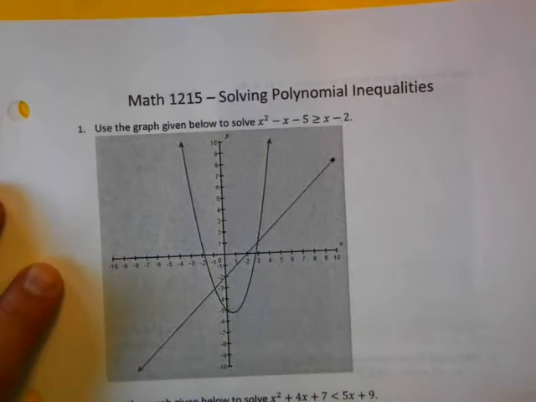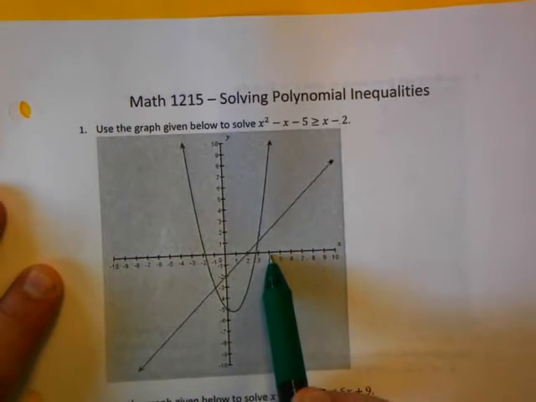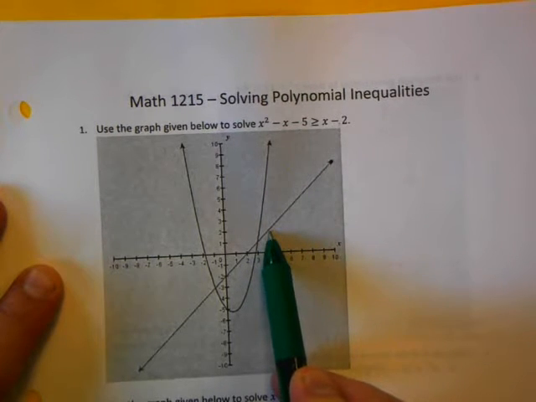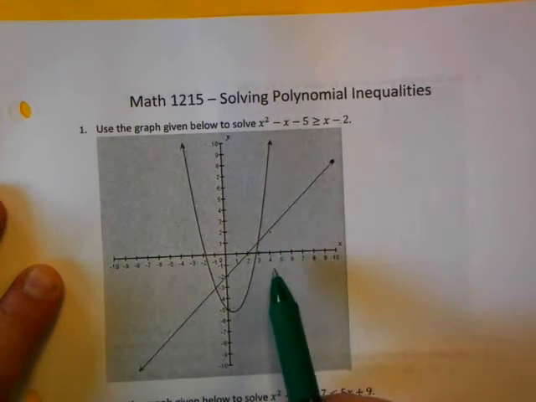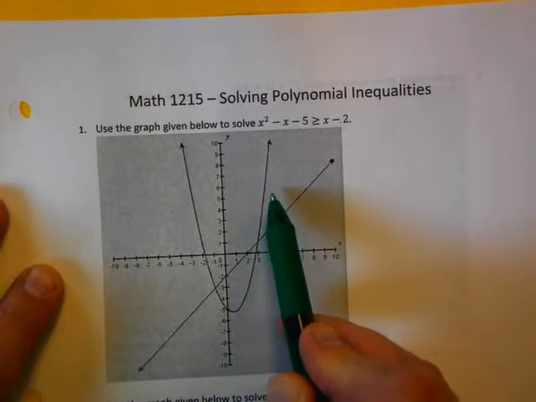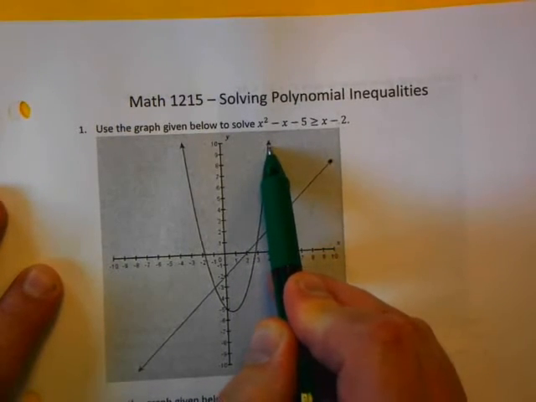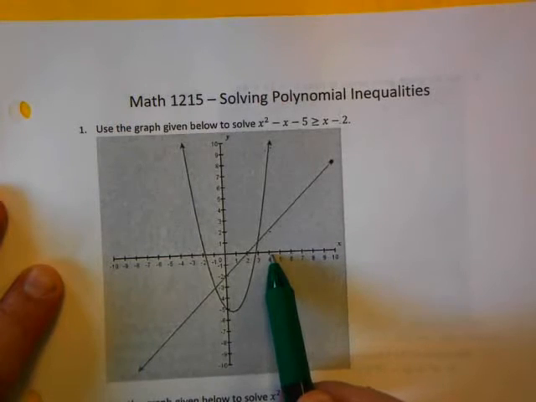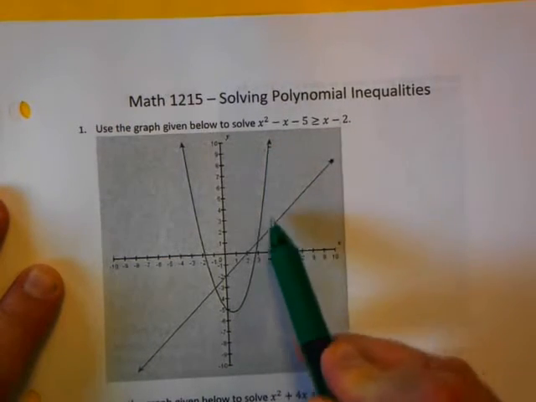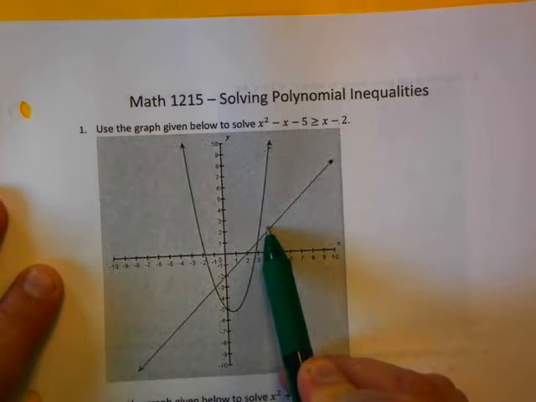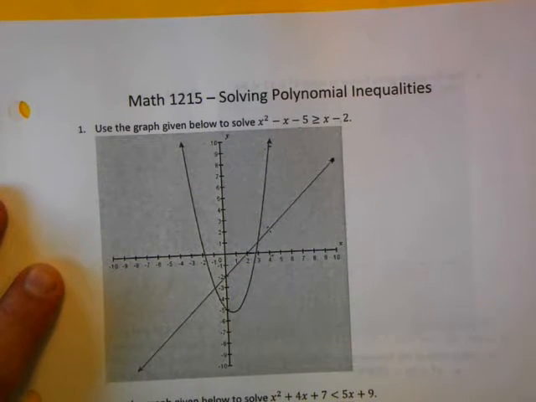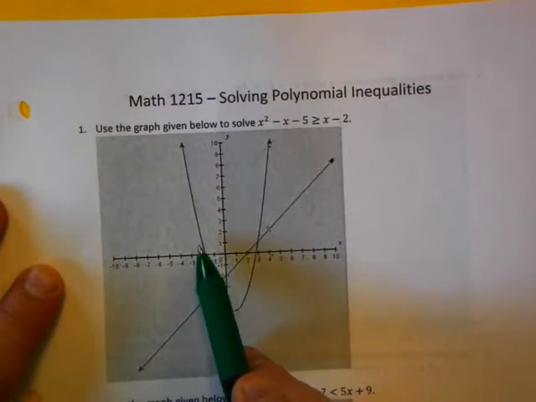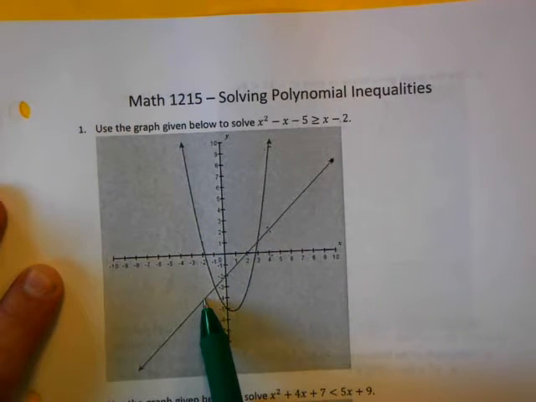So for example, at x equals 4, the y value on the line looks like it's maybe about 2. But at x equals 4, what's the y value on the parabola? Looks like it's about 10. So at x equals 4, the parabola is bigger than the line. It's up higher. But of course, x equals 4 isn't the only place. Where else is the parabola higher? X equals negative 2 would be another spot where the parabola is higher than the line.